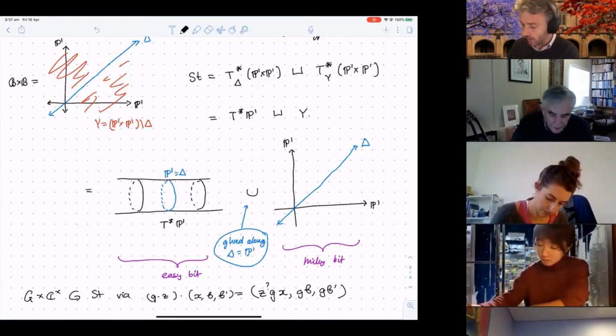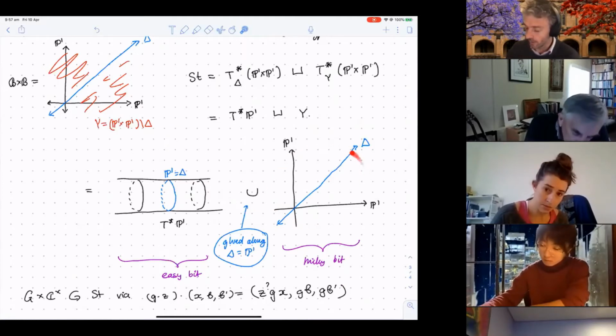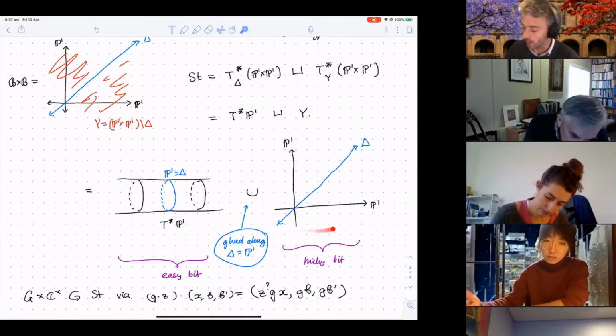And so this acts via scaling here. The C star acts via scaling here, and it acts trivially here. Okay. And then G acts as it does on the cotangent bundle here, and as it does on a product of P1 by itself with itself here.